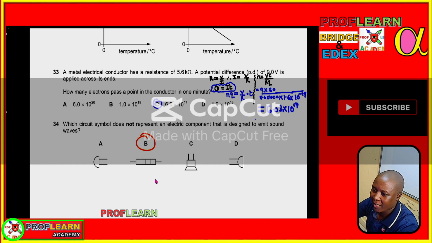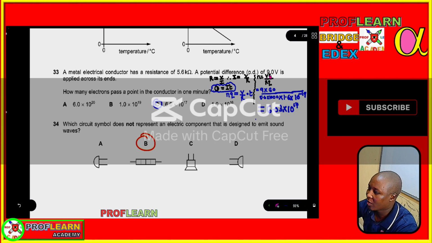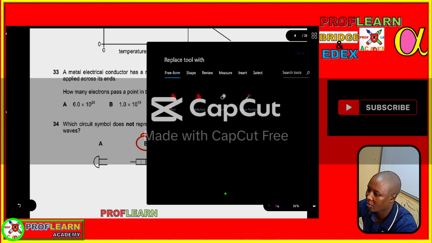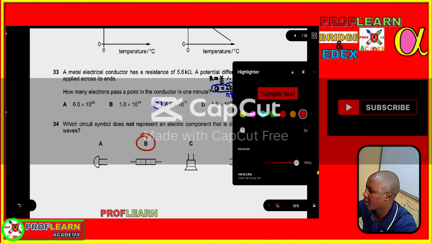A metal electrical conductor has a resistance of 5.6 kiloohms and a potential difference of 9.0 volts is applied across it. How many electrons pass a point in 1 minute? What do you think? How are we going to work out that question? Just write in the comment section how we are going to work it out.